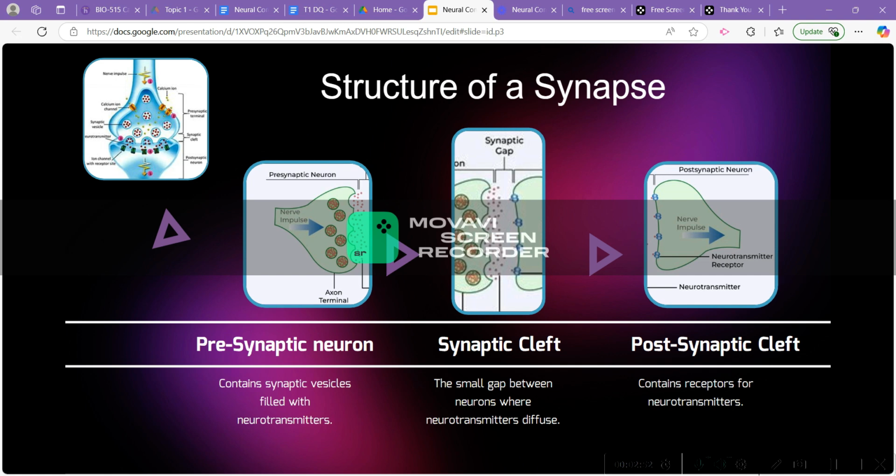The postsynaptic neuron contains these specialized receptors, which detect and respond to neurotransmitters, either generating an excitatory or inhibitory response. This interaction determines whether the postsynaptic neuron will continue transmitting the signal, playing a crucial role in neural communication and overall nervous system function.